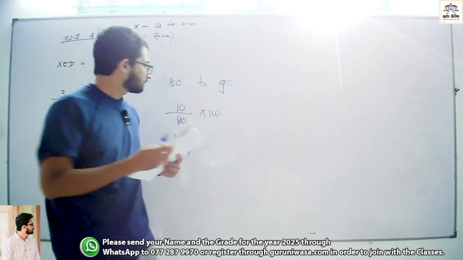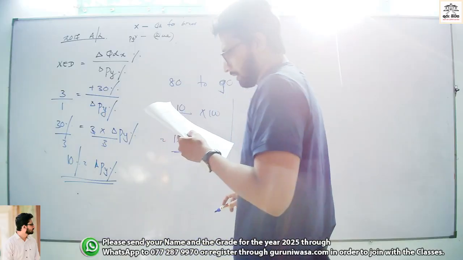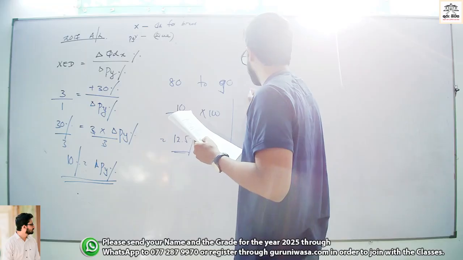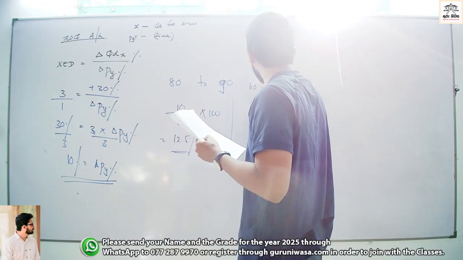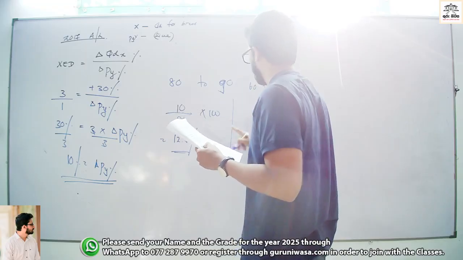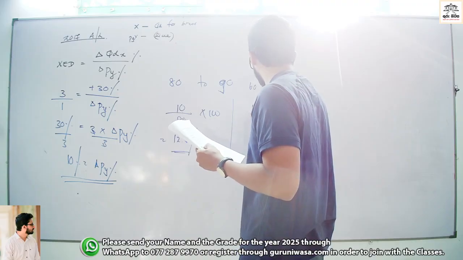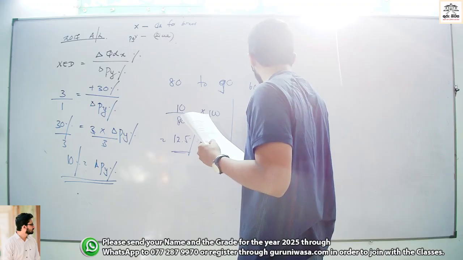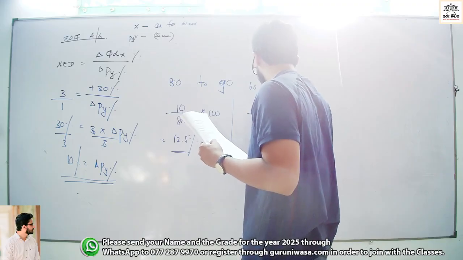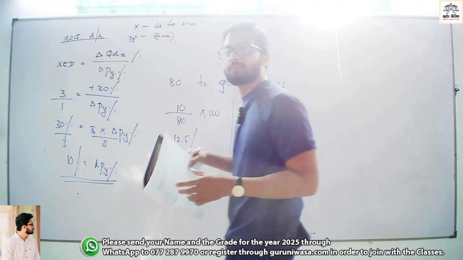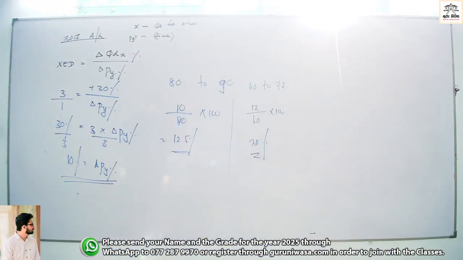Second one, price changes from how much? 60 to 72. Take the change, 12, divided by the original value, 60, times 100, is 20%. Second one also cannot be the answer. I'm not going to calculate the other parts.